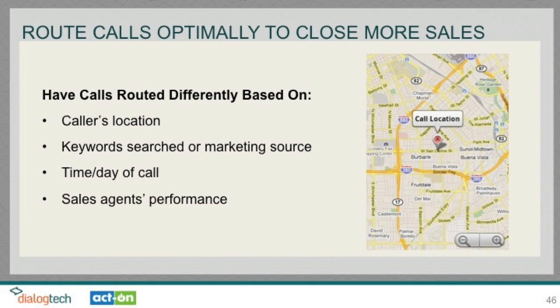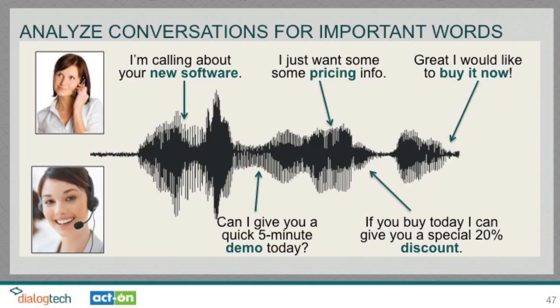Time of day of call. You may want to route people during business hours to a certain area, and people who are calling off hours to a different area. Or routing people based on sales agent performance. You may want to send more of your calls to the better performing agents. You can do a wide variety of call routing things, especially for mobile marketing, where people are expecting more of a personalized one-to-one interaction. There are ways you can treat each person based on the specific data surrounding the caller.